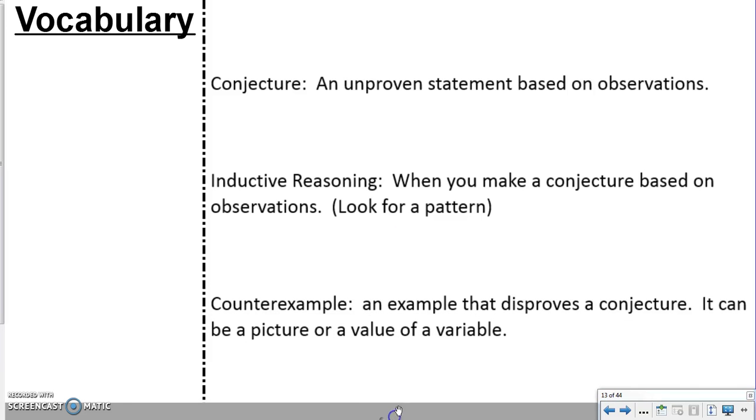And then our last one is counterexample. A counterexample is an example that disproves a conjecture. And our counterexample can come in the form of a picture, or it can come in the form of some value for a variable, whatever the problem is calling for.